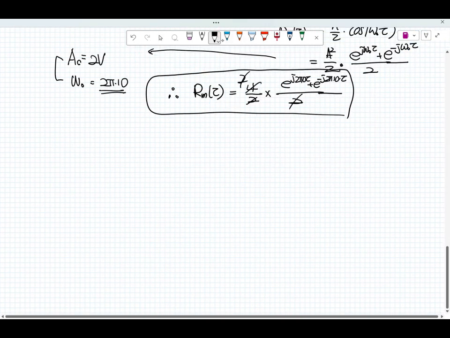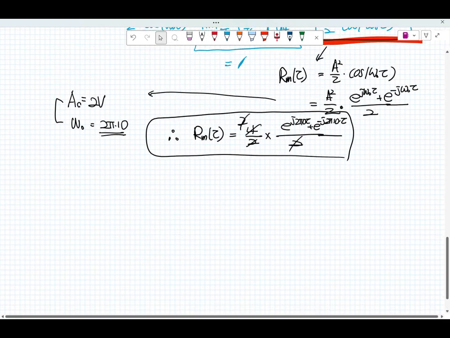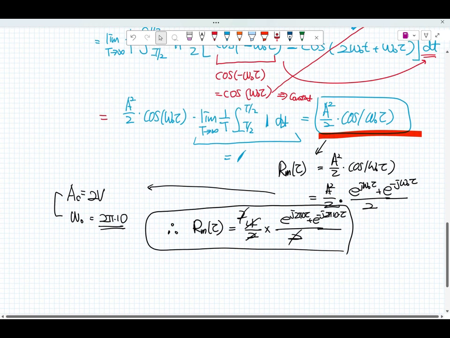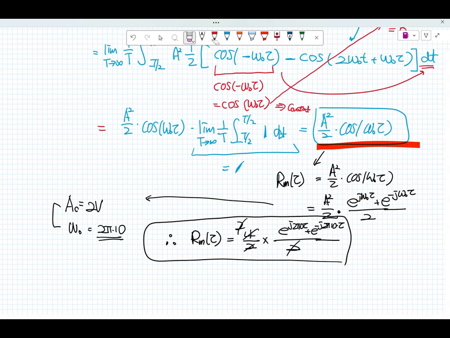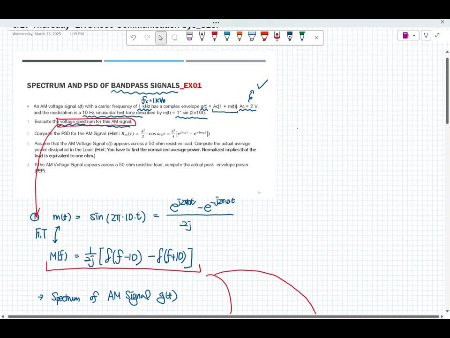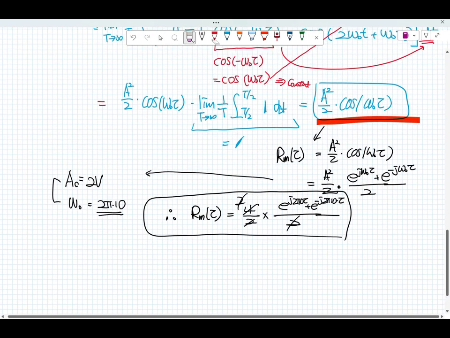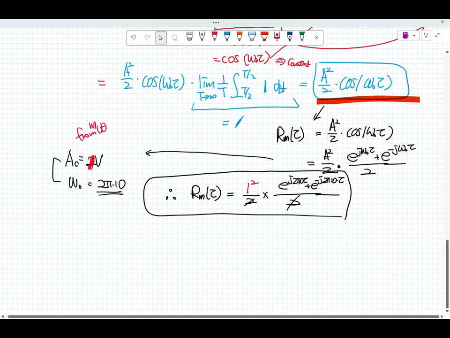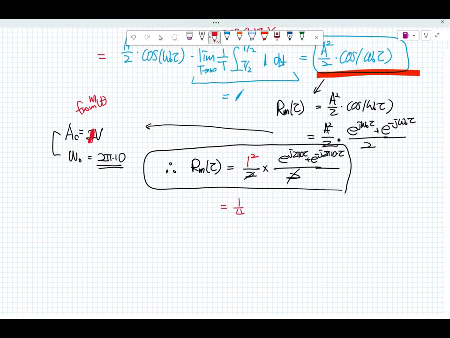From the previous slide, something is wrong here. Sorry, I have to correct it: that was A squared equals 1. So from M of t, in here, that is 1 over 4 times e to the j 2 pi 10 tau plus e to the minus j 2 pi 10 tau.